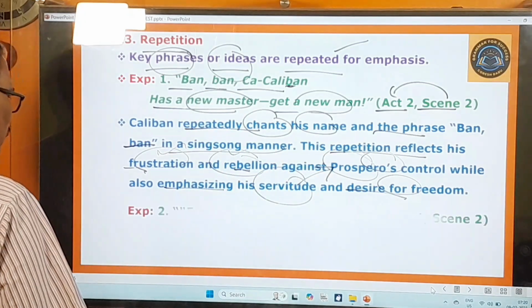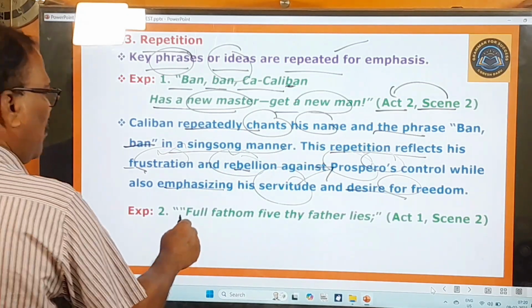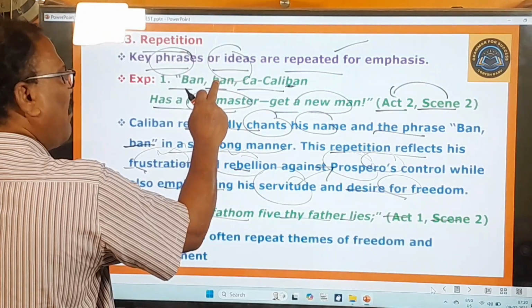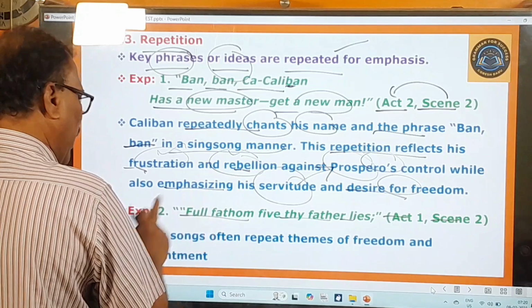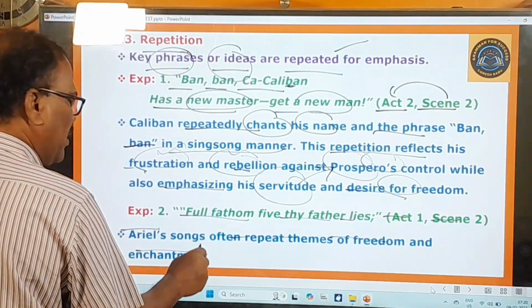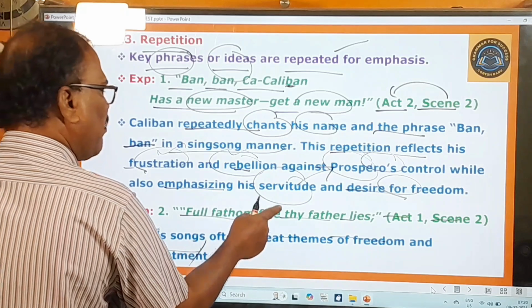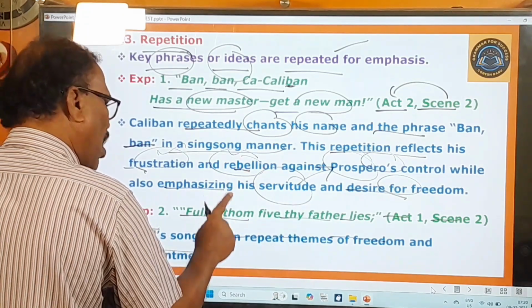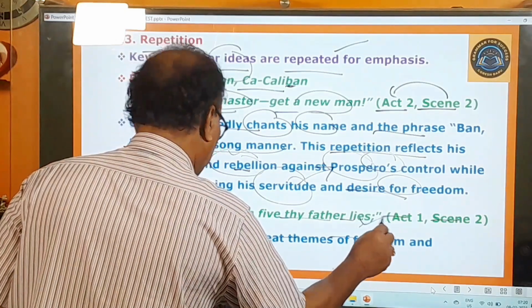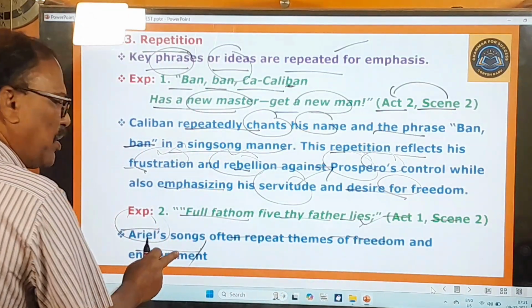And example 2 is also given. Full fathom five thy father lies. Act 1, scene 2. This is the song of Ariel. Ariel's songs often repeat themes of freedom and enchantment. So here, full fathom five thy father lies. By singing such songs, Ariel expresses the desire for freedom and also the theme of enchantment.